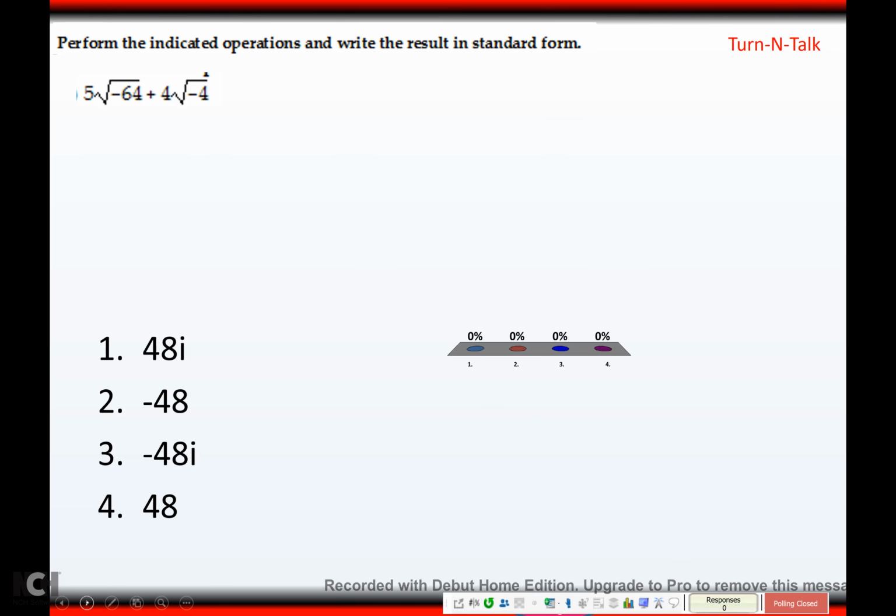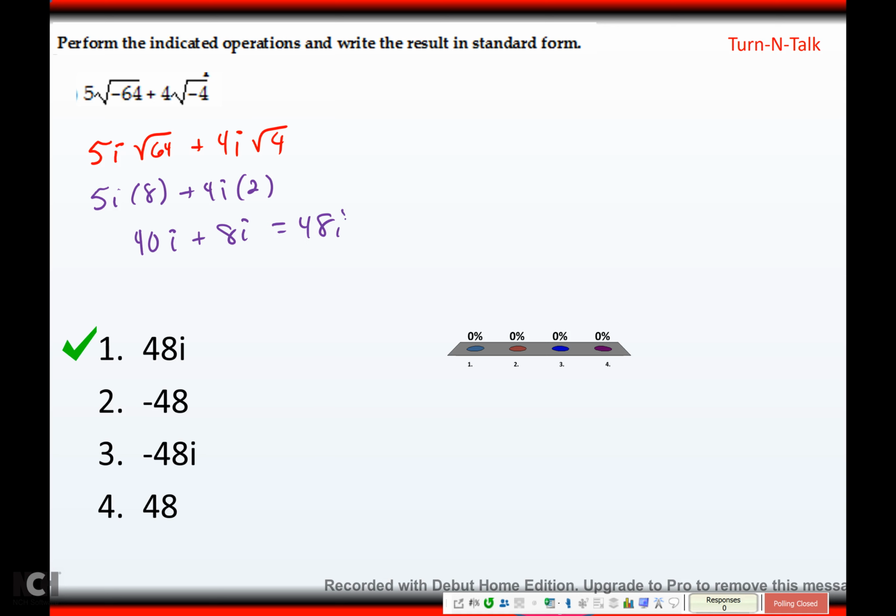Okay? You try one, hit pause, come back when you're ready. Hopefully you got 48i. Alright, I'm getting the negatives out, so that's going to be 5i square root of 64 plus 4i square root of 4. Then I'm going to break them down. Well, I know the square root of 64 is 8, and I know the square root of 4 is 2. So that gives me 40i plus 8i, which gives me 48i.